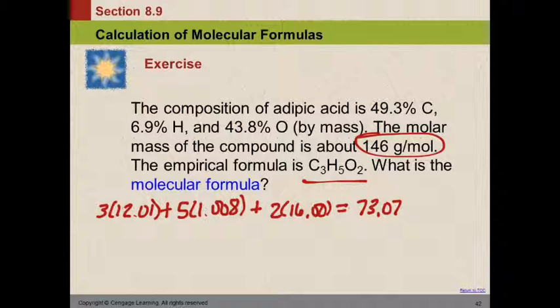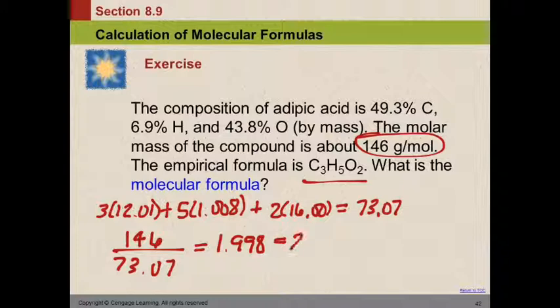So we're going to see how many of those fit into the actual. 146 divided by 73.07. And that's going to come out to 2, isn't it? Comes out to 1.998, which is really close to 2. And so then we take our formula here, C3H5O2, and we're going to multiply all the subscripts by 2. So C6H10O4.